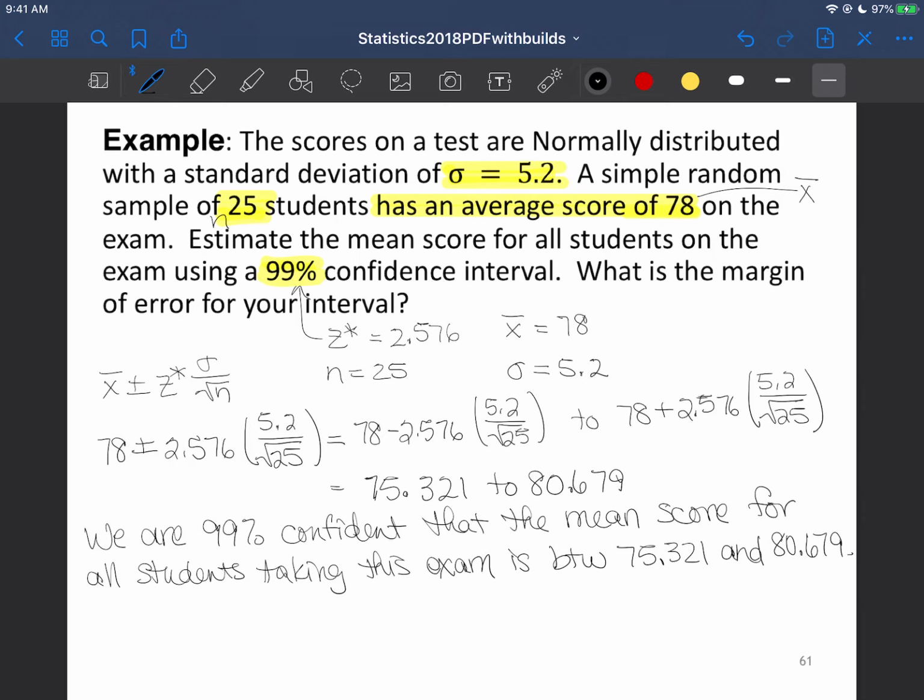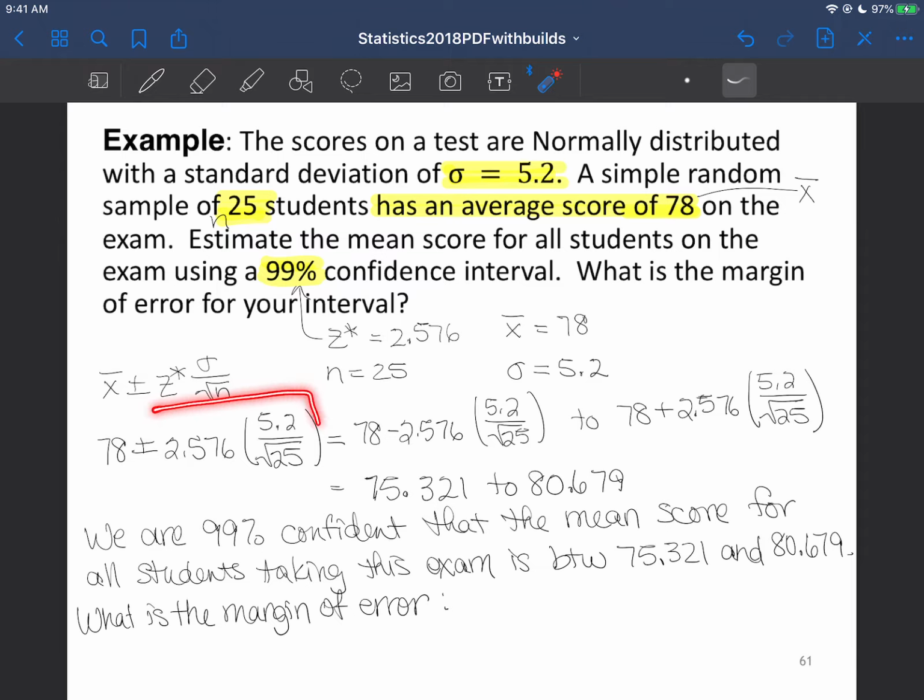Okay, so here's the example that we did in the last video. So now we know how to compute a confidence interval. Let's talk a little bit about the margin of error. So what is the margin of error for this confidence interval that we did? Well, the margin of error is the part that we're adding and subtracting to our sample mean. Okay, so it's this bit, the 2.576 times 5.2 divided by the square root of 25.